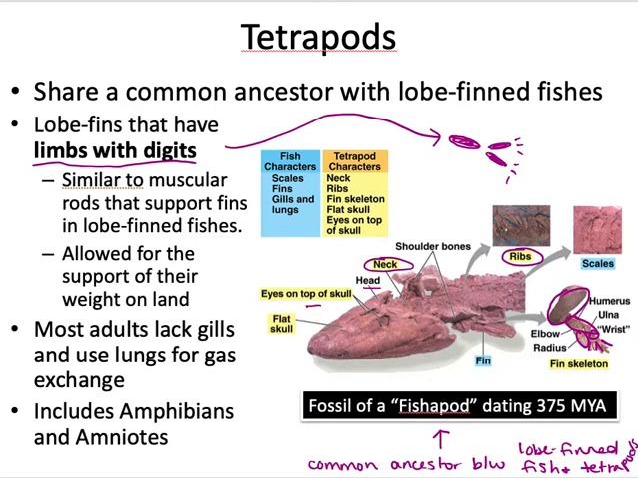All right. Within our tetrapods, our adults are going to use lungs instead of gills for gas exchange, even within the amphibians. So our groups of tetrapods include the amphibians and the amniotes, which are the reptiles and mammals.